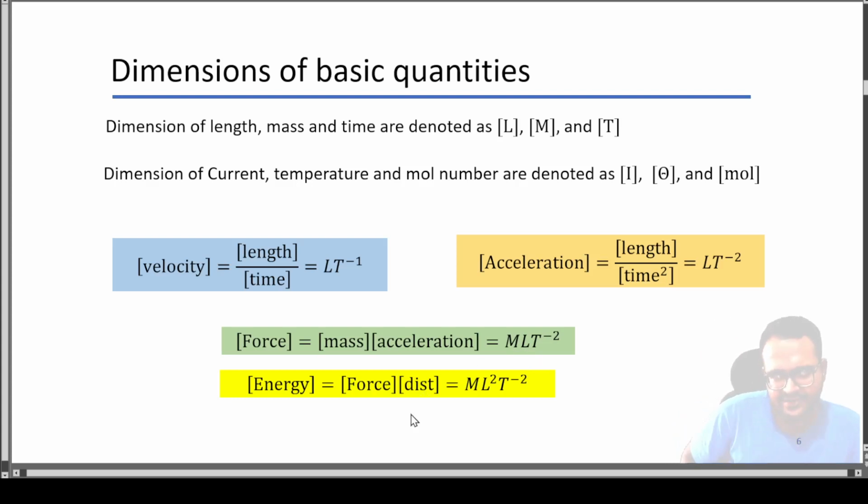The energy is an integration of force. So the dimension of energy should be the dimension of force into distance. So this should be ML square T minus 2. Just add another L to the force. That will be the dimension of energy.